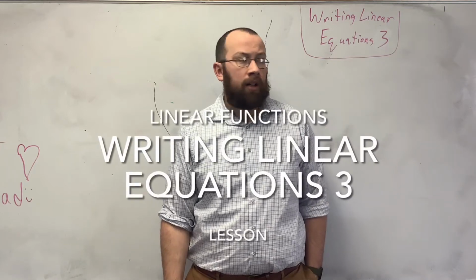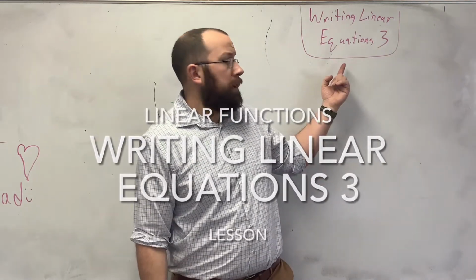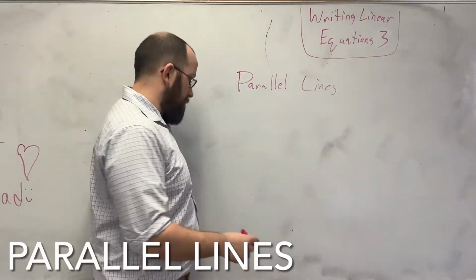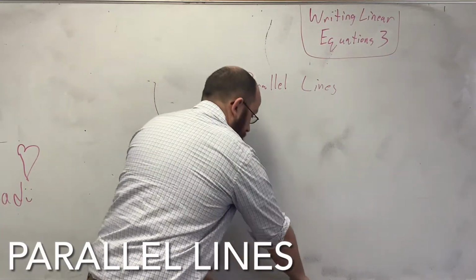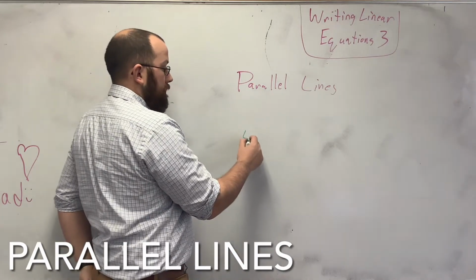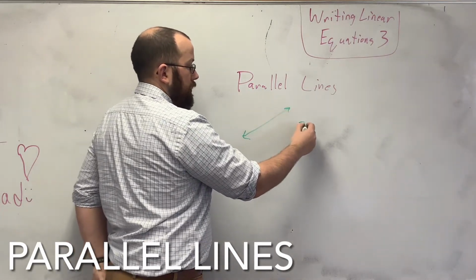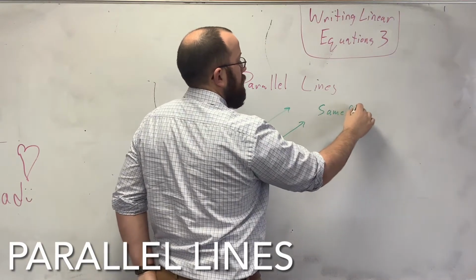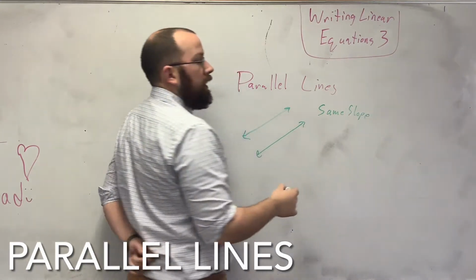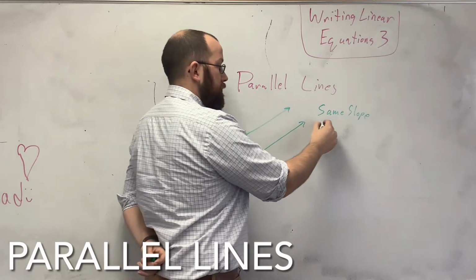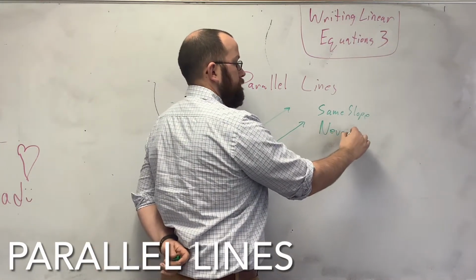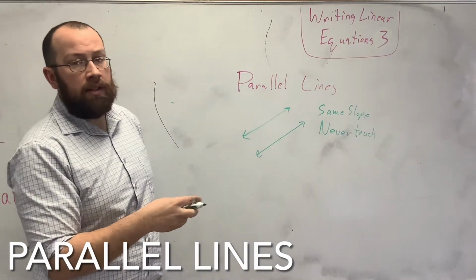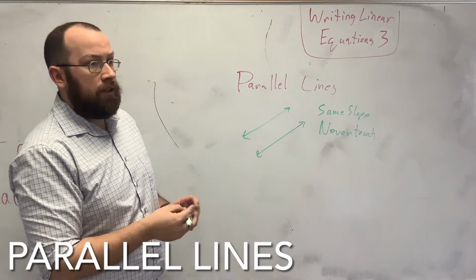Hello, today we're going to talk about writing linear equations 3. All right, the first thing we're going to talk about is parallel lines. So when you see parallel lines, what that means is you have two lines that have the same slope and they'll never cross or never touch. So both these lines go on forever and ever in both directions and never ever touch.